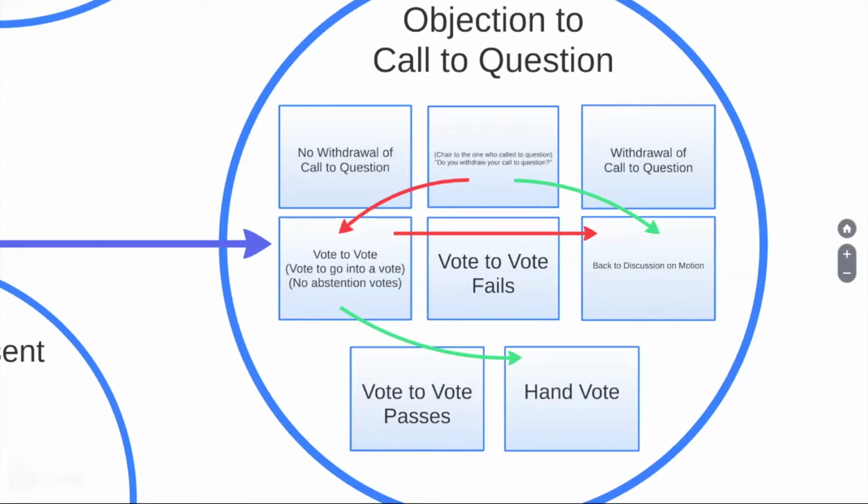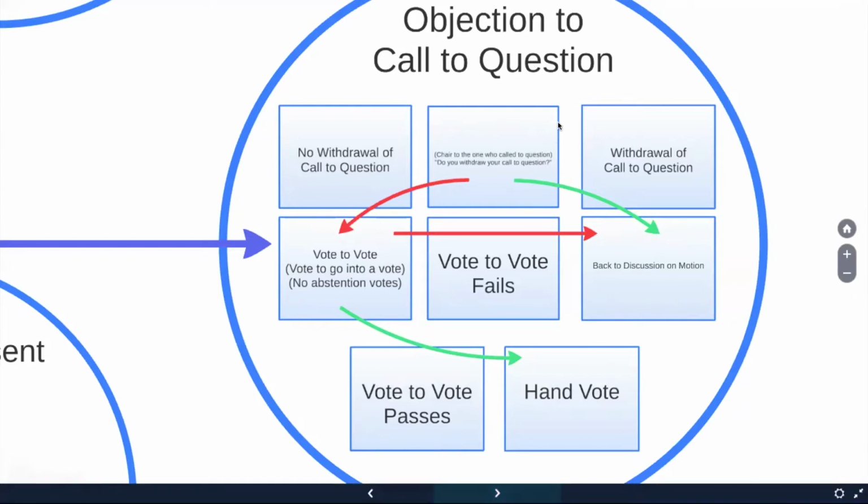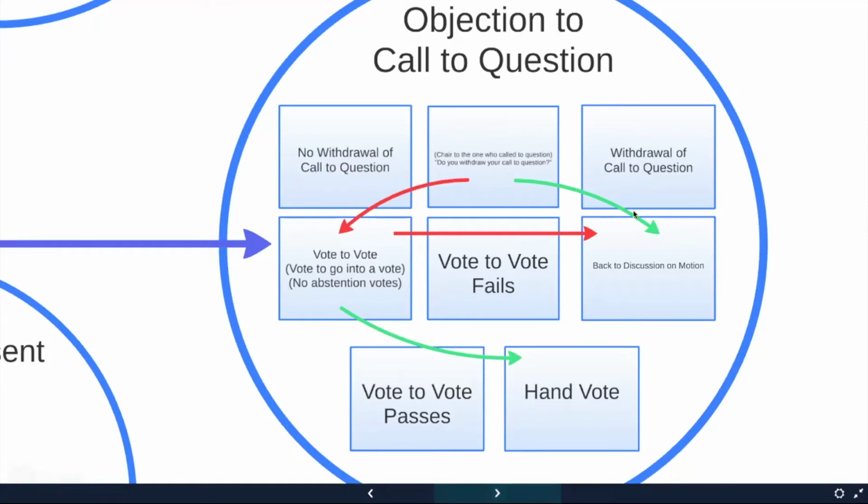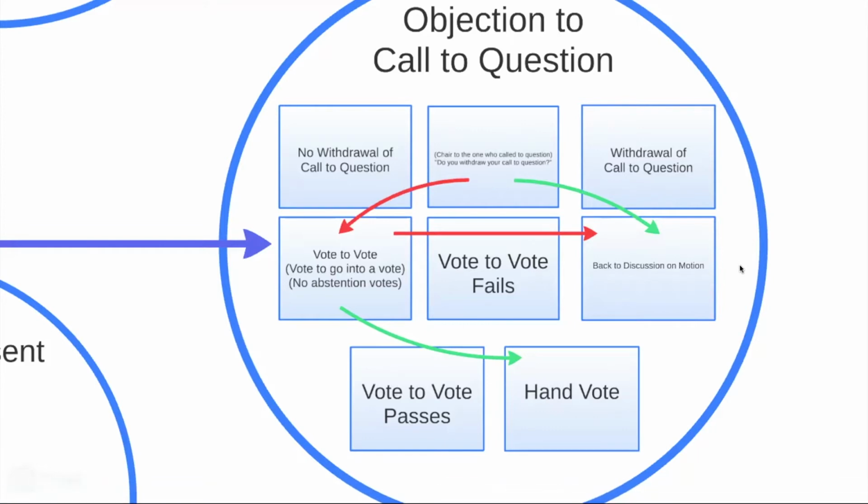I know that there are a lot of arrows in here, but we're going to walk through it together. You can see in the top middle here, once there has been an objection to call the question, your chair will ask the person who called the question, do you withdraw your call to question? This gives the person the opportunity to say yes or no. If they choose to withdraw, you go back into discussion. That's what this green arrow and the two left squares on the right are. You withdraw your call to question, and you go back into discussion on the motion.